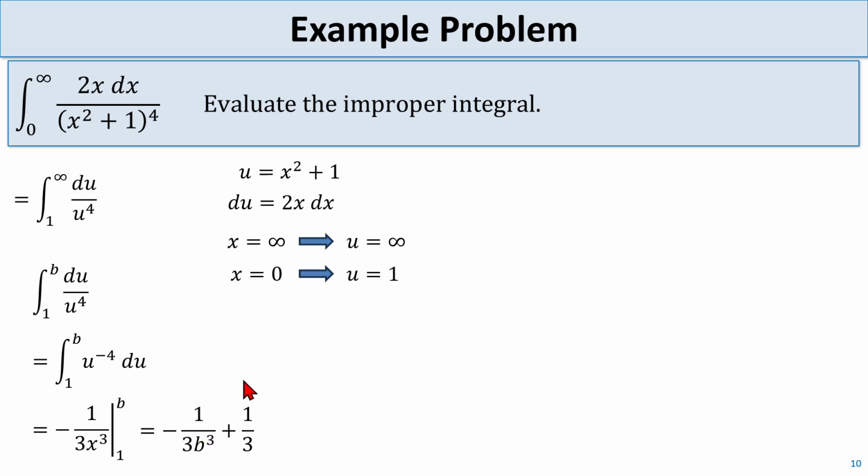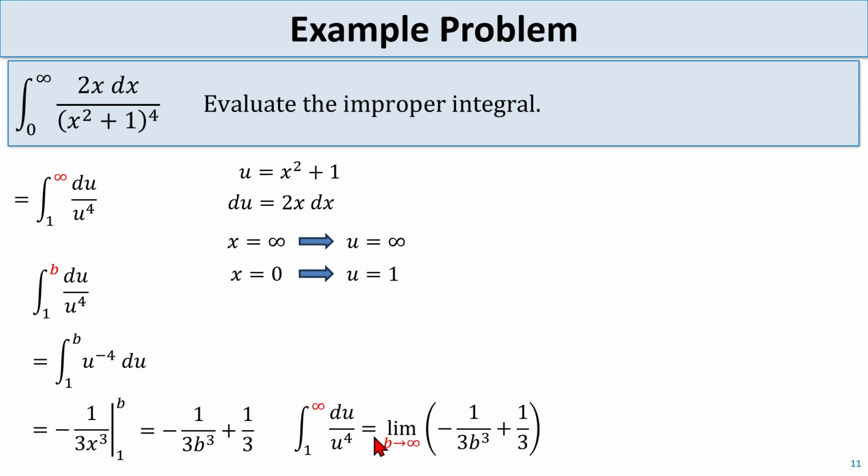Now I need to actually go back and address the fact that we have this integral where the upper limit is b. However, we need to make that b turn into infinity, and the way we do that is by applying a limit. So we're going to take the same result that we just found, but we're going to take the limit as b goes to infinity.